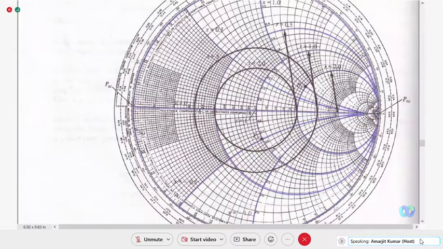Similarly, standing wave ratio S is equal to 3. So if we have to plot this circle, on this circle S is always equal to 3. So we have to check the positive gamma r axis. So here it is written 3.0. So basically this circle will cross the positive gamma r axis at 3.0. So S is equal to 3. So this way you can plot the standing wave ratio circle also.